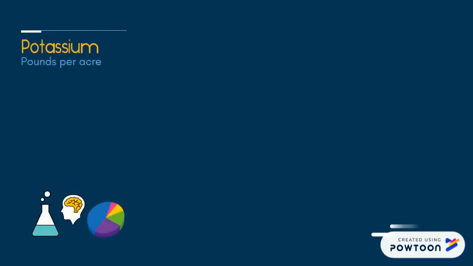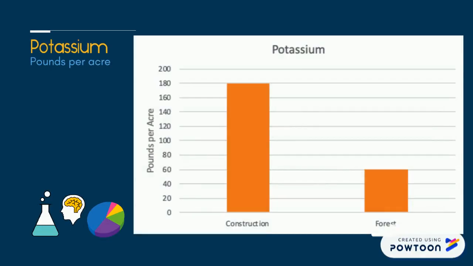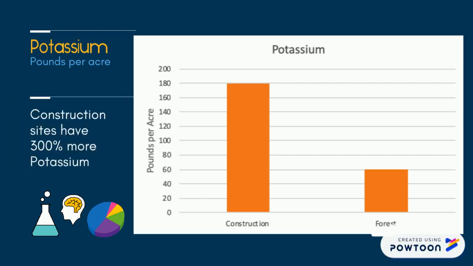Let's start by looking at our results on potassium. The construction sites, on average, had a higher potassium count than the forest sites, 300% more potassium. The construction sites measured 180 pounds per acre, and the forest sites measured 60 pounds per acre.